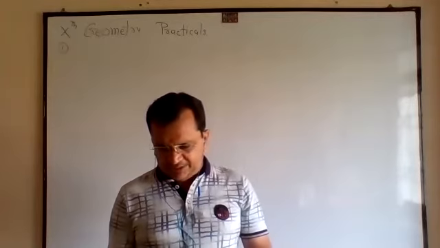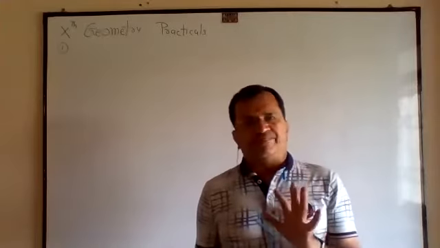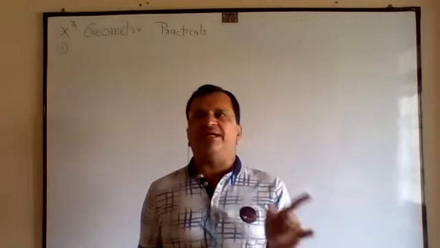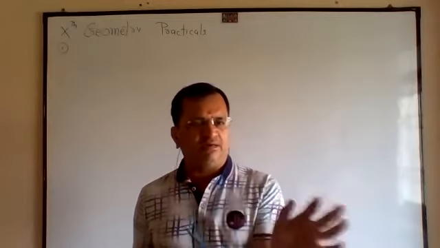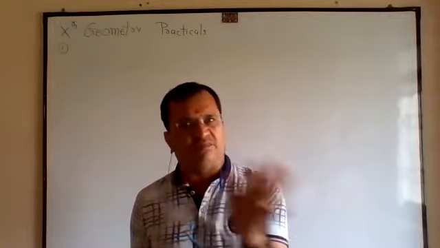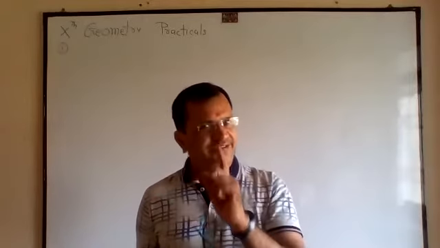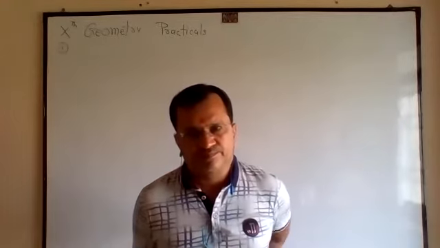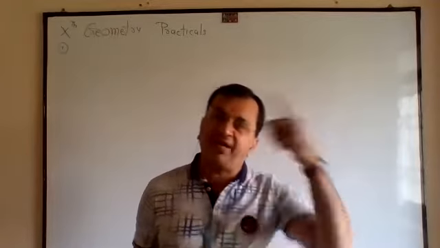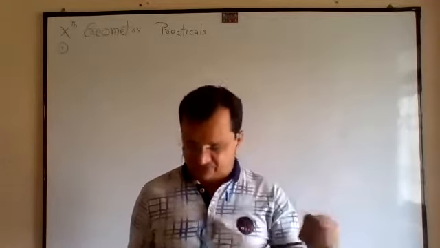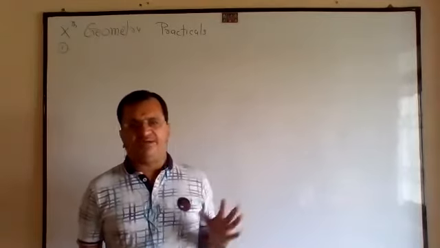Now in geometry, the first practical is on similarity: the difference between the similarity and congruence of triangles. First, I will compare. What is similar in similarity and congruence? In both triangles, angles are congruent. In congruent triangles, sides are congruent, but in similarity, sides are in proportion.